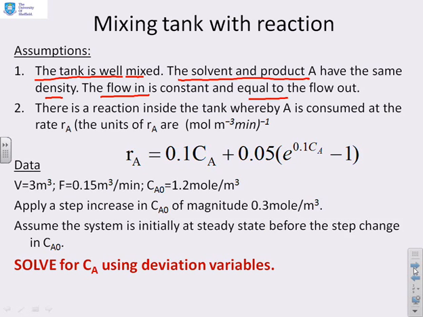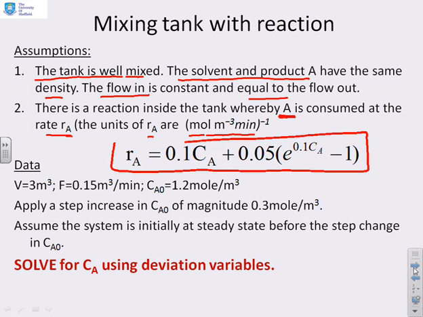So we're going to assume there's a reaction and the chemical we're interested in, A, is consumed at a rate Ra, where the units of Ra are moles per meter cubed per minute. Okay, and here is the expression for Ra, and you'll notice it's a non-simple expression: it's 0.1 times the concentration plus 0.05 times the exponential of 0.1 times the concentration minus 1.